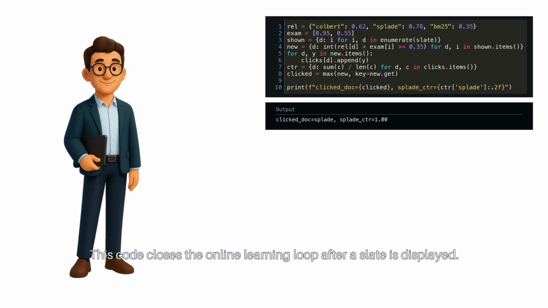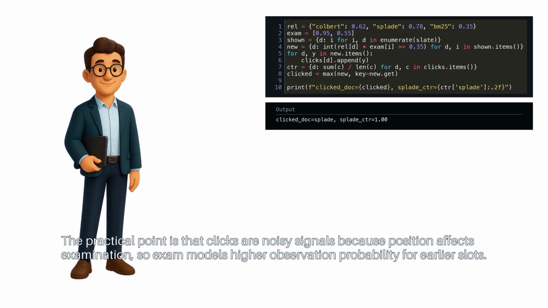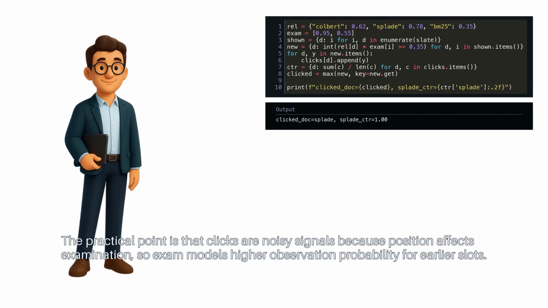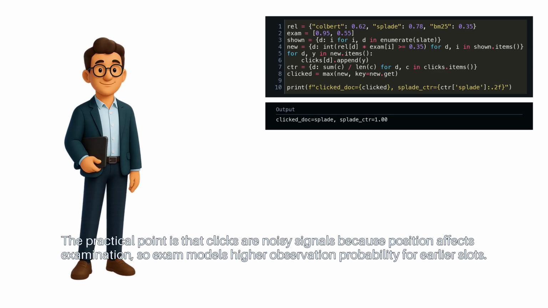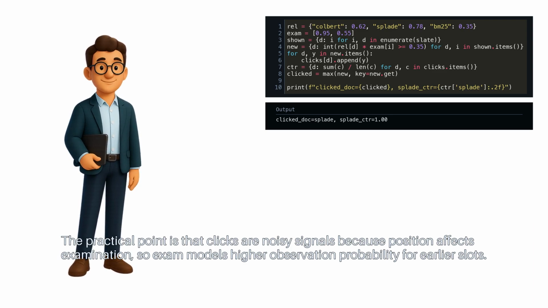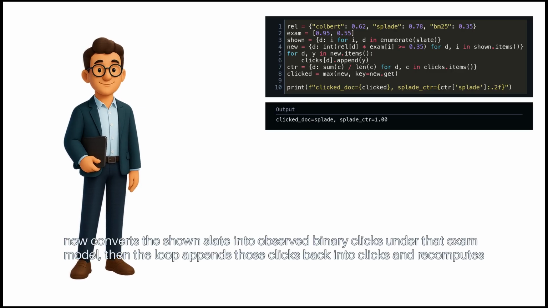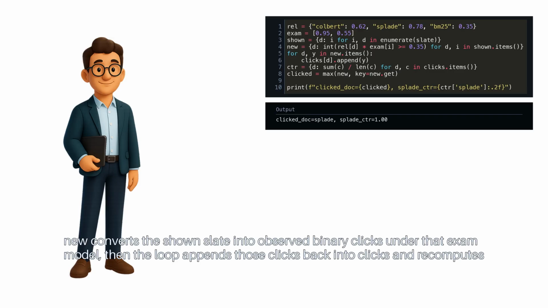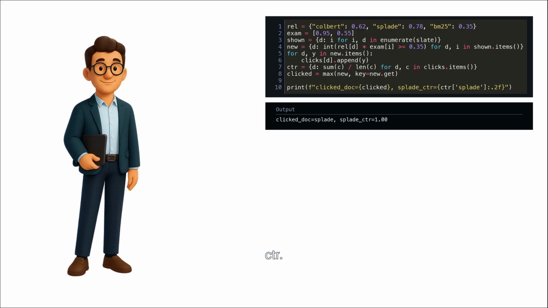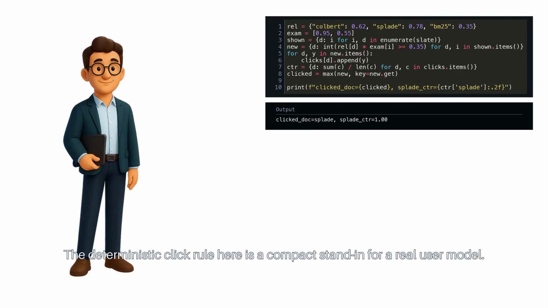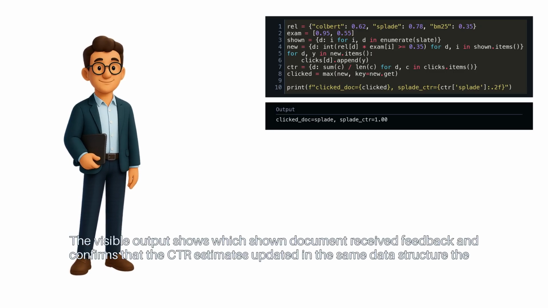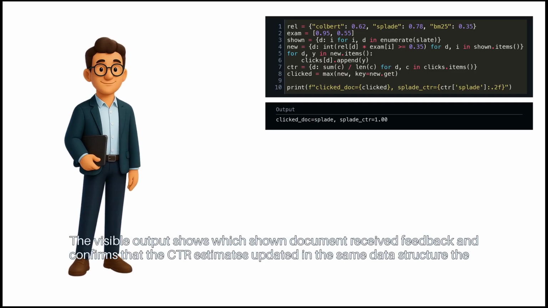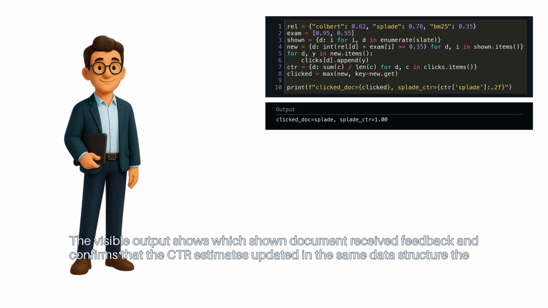This code closes the online learning loop after a slate is displayed. The practical point is that clicks are noisy signals because position affects examination, so exam models higher observation probability for earlier slots. New converts the shown slate into observed binary clicks under that exam model. Then the loop appends those clicks back into clicks and recomputes CTR. The deterministic click rule here is a compact stand-in for a real user model. The visible output shows which shown document received feedback and confirms that the CTR estimates updated in the same data structure the ranker uses.